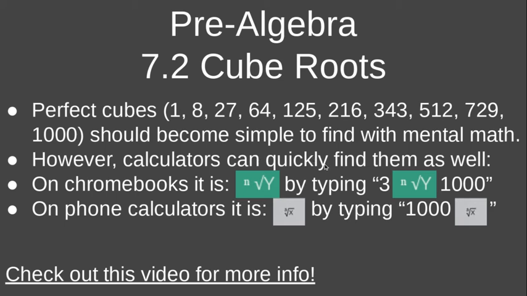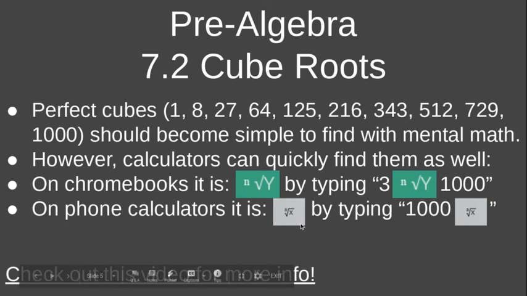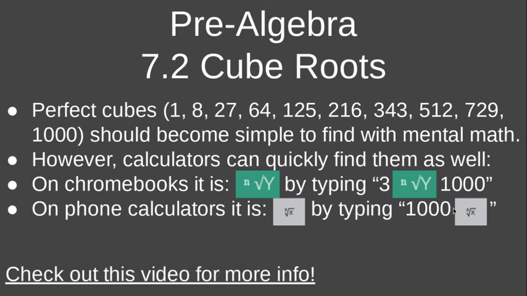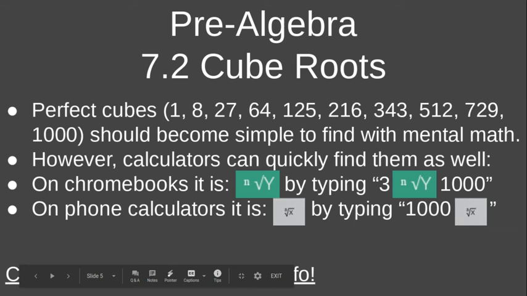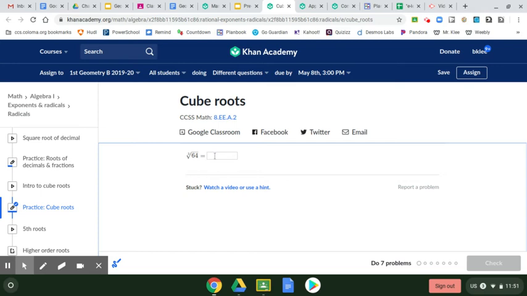However, again, calculators are going to at some point be needed to quickly find them as well, because in the real world, there's times where cube roots aren't perfect. On our Chromebook, you'll have to end up using this key here. You're going to type in 3, you'll hit that key, and then you'll type 1,000. On your phones, you would find the little 3 there, root x. You'll type in the number you want to find the cube root of, and then you're going to hit the button.